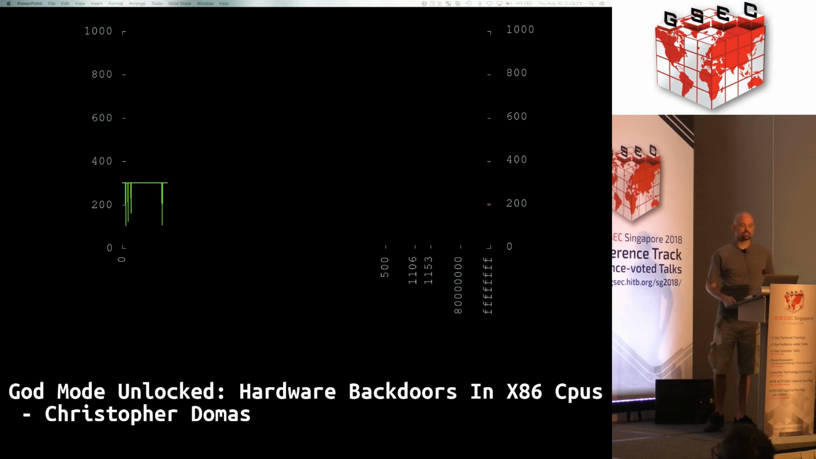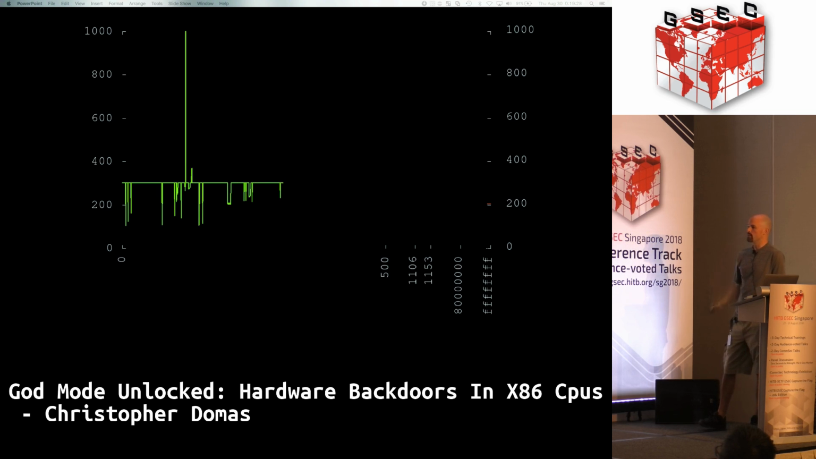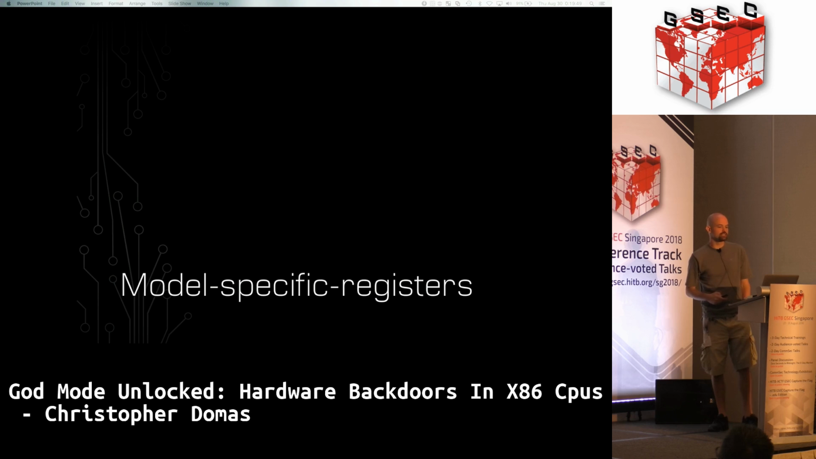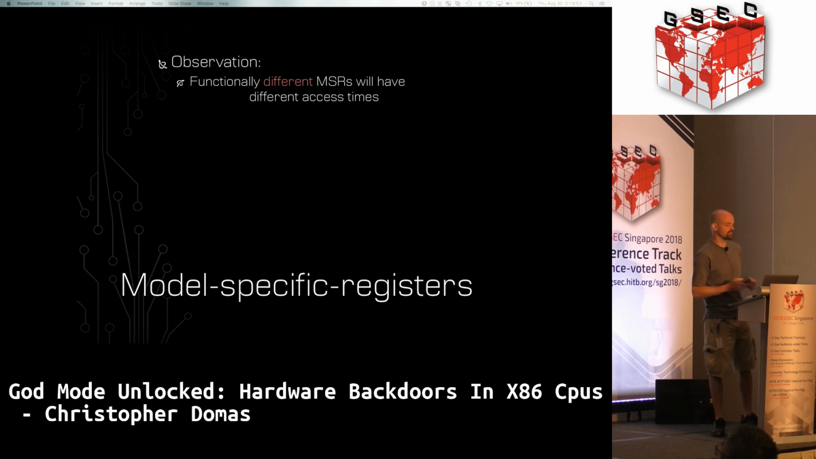When you run this on the processor, this is what you end up with for these MSR access times. Basically, I'm trying to read each of the 4 billion MSRs on this processor one by one and looking at how long it takes to access that MSR. And this is what we end up with. This is really interesting. It gives us a lot of insight into the internals of the processor that we normally wouldn't be able to see.